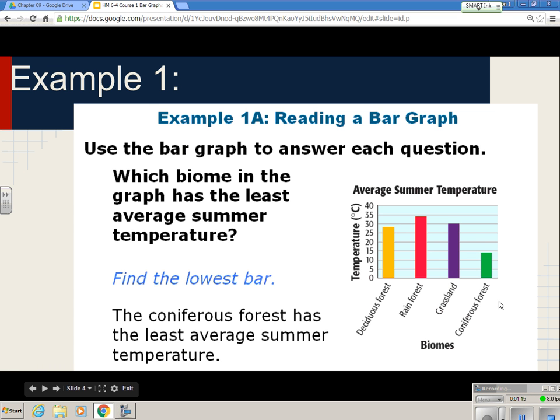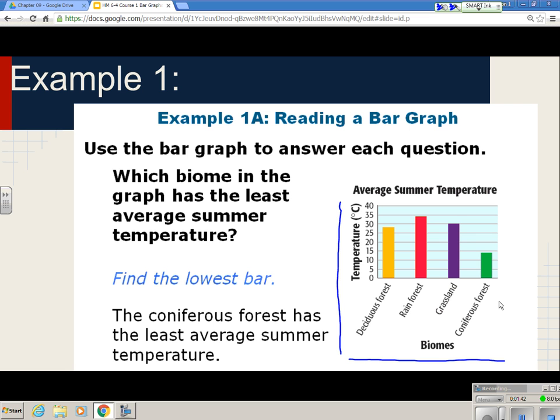All right, so let's get into our first example. Our first example here is reading a bar graph. We have one that the title says average summer temperature. On the x-axis, that's the one going on the bottom, we have biomes. We have 4 different biomes: deciduous forests, rainforests, grasslands, coniferous forests. And then the temperatures go up the y-axis.